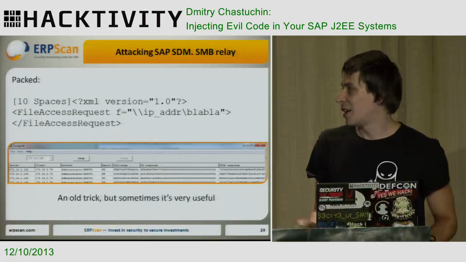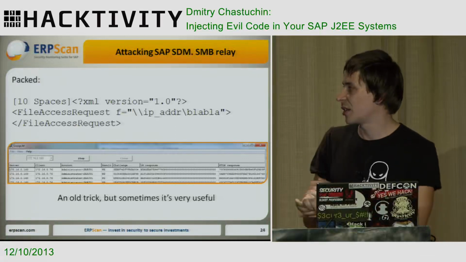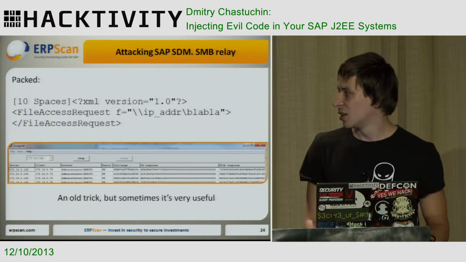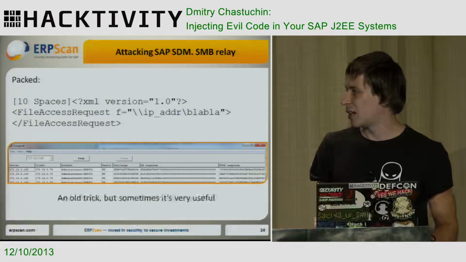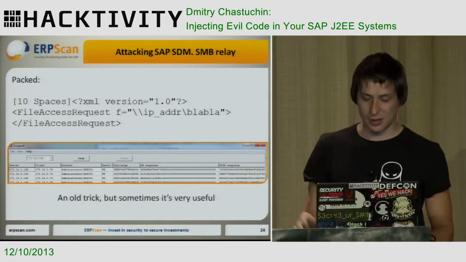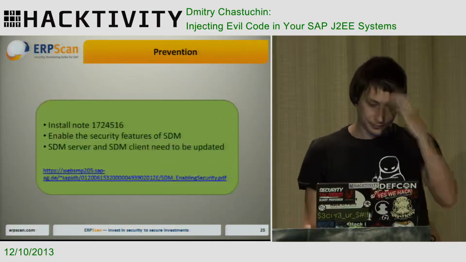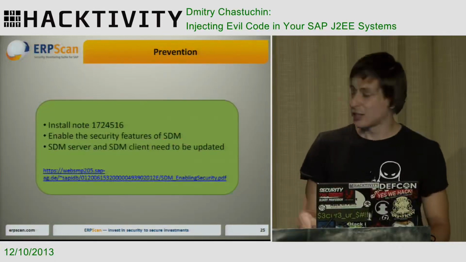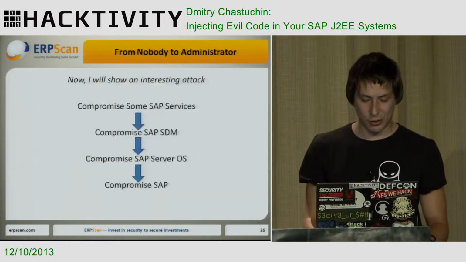Information disclosure and the assembly relay trick. It's an old trick which allows you to steal an NTLM hash. It's a very old trick, only on Windows machines, but sometimes it's very useful. Boring. To prevent this attack, just install this SAP note and read these documents.